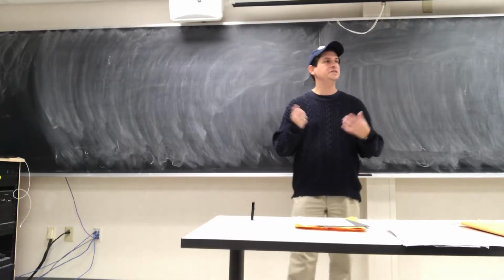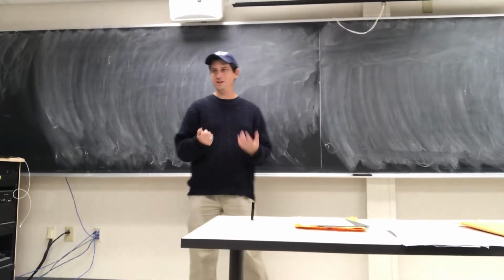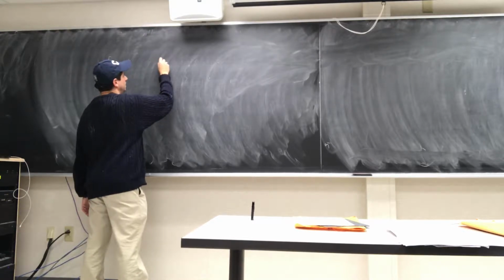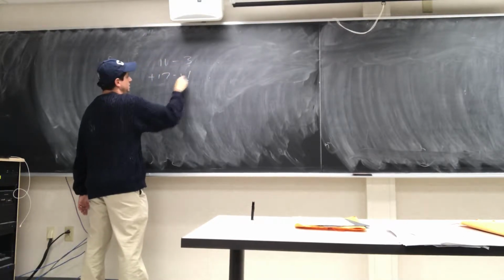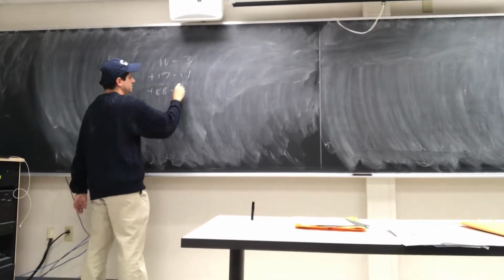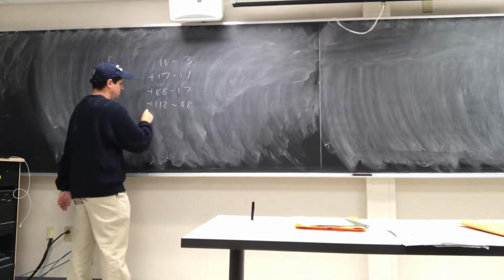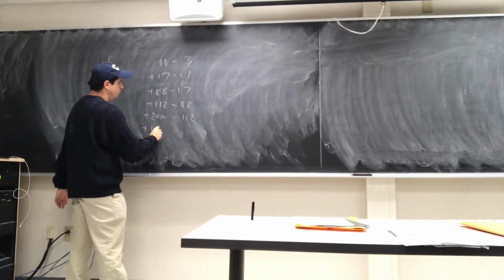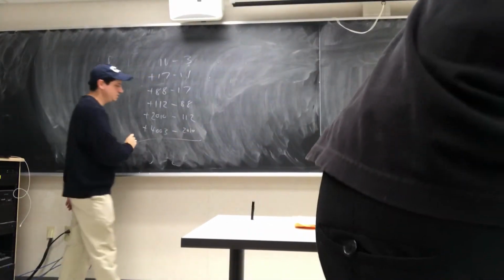And one of the big lessons in life is, depending on how you look at things, you can make the algebra either a lot more pleasant or a lot worse. So consider the following. 11 minus 3 plus 17 minus 11 plus 88 minus 17 plus 112 minus 88 plus 2010 minus 112 plus 4003 minus 2010. What does this equal?